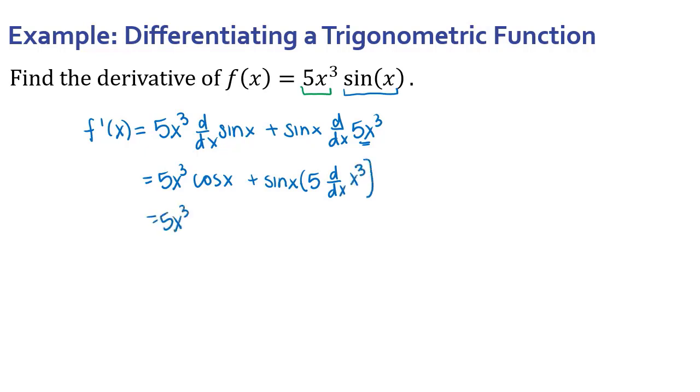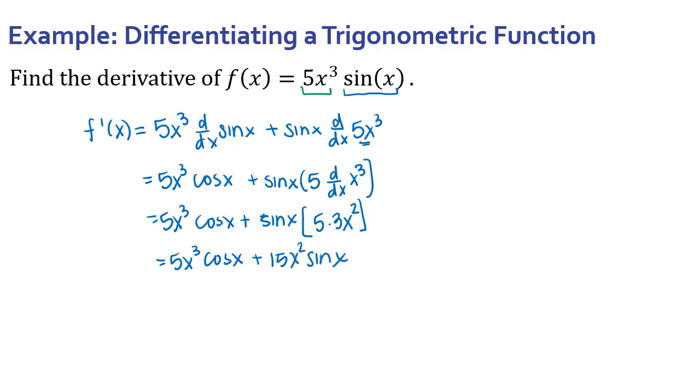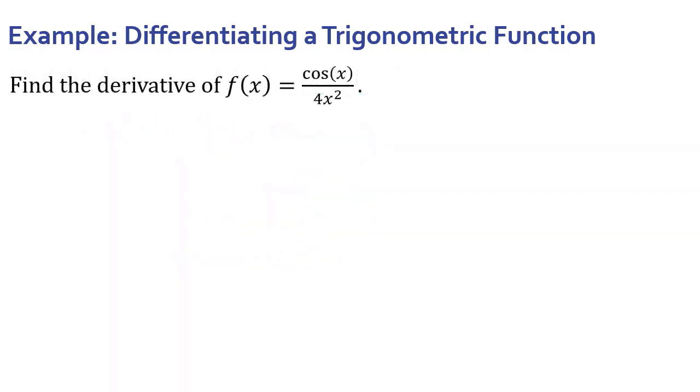So 5x cubed cosine of x plus sine of x times 5 times, so the derivative of x cubed is 3 times x squared. So that gives me 5x cubed cosine of x plus 15x squared sine of x, and we can leave it just at that. Let's look at another example.